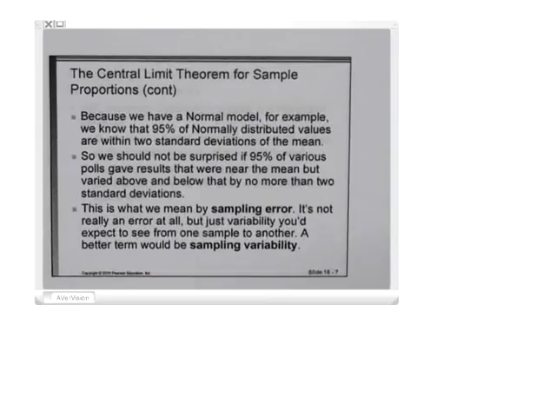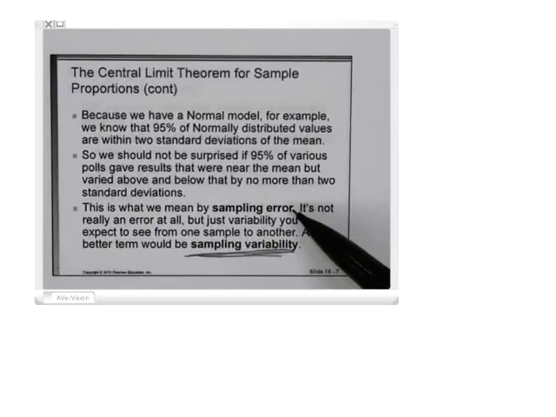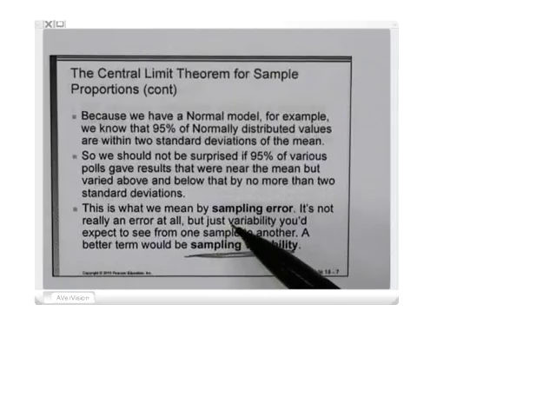What we're talking about is sampling variability. You will sometimes hear this called sampling error. Don't get confused with error as being a negative word. That does not mean we did something wrong. It is not an error. It's just variability, variation that we expect from one sample to another.